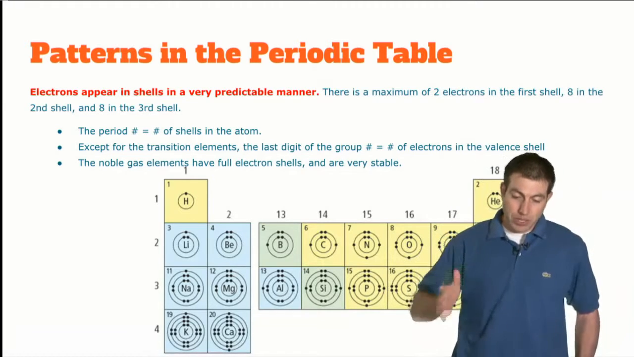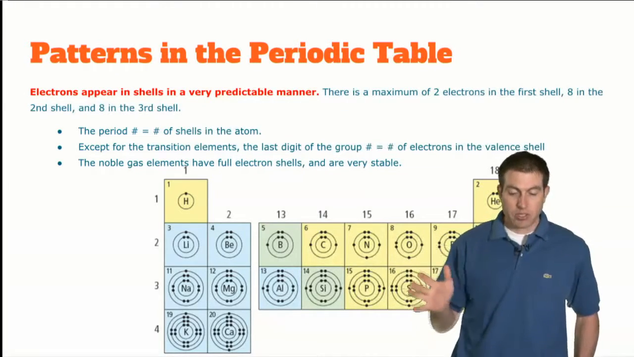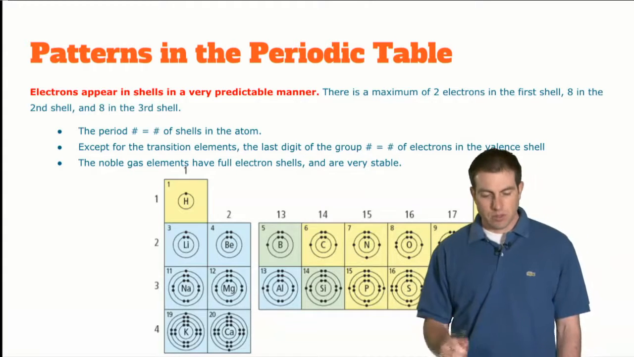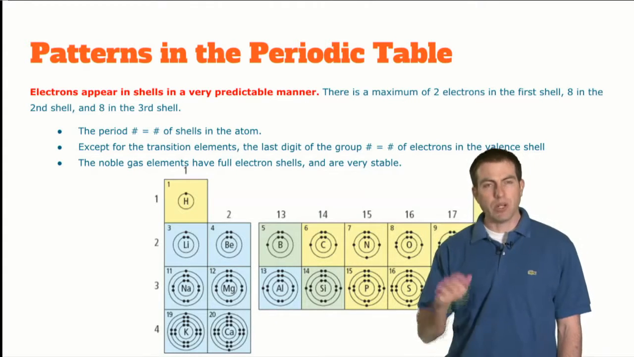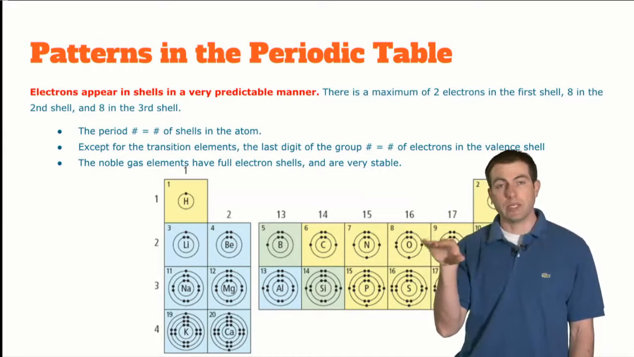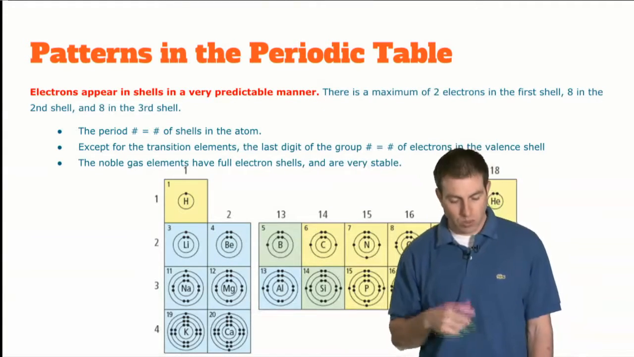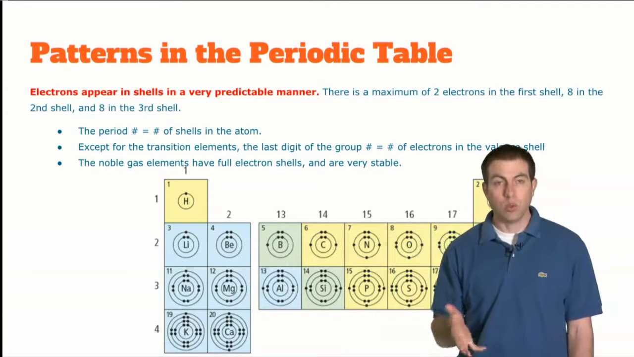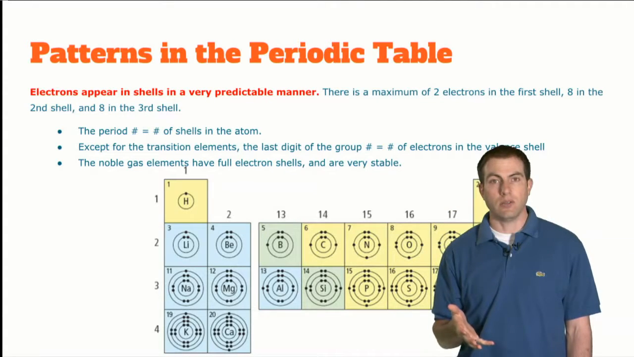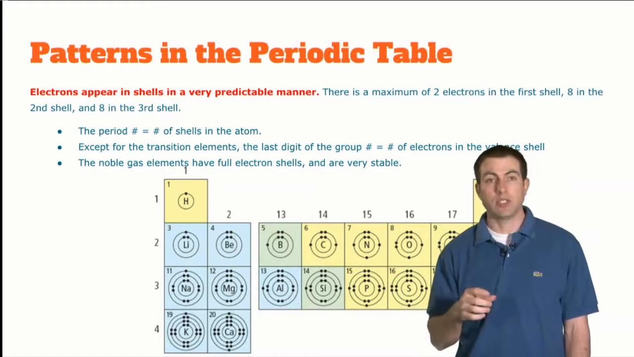All right, so patterns in the periodic table. Remember, we call the horizontal rows periods, and the vertical columns we call groups. So we're going to look at some really cool things that happen as a result of the organization of the periodic table.